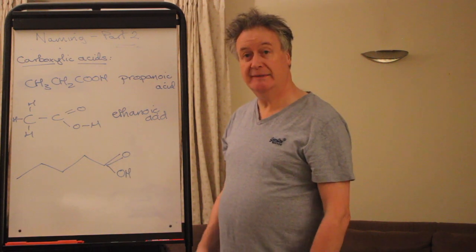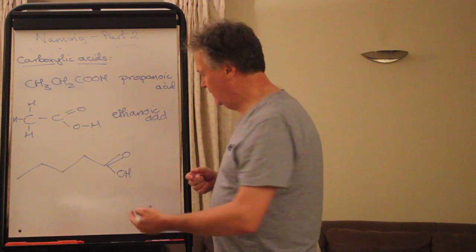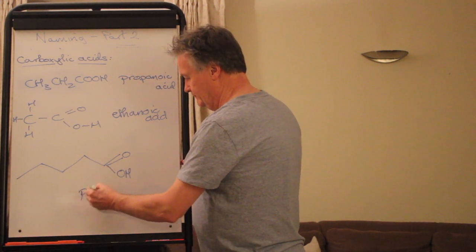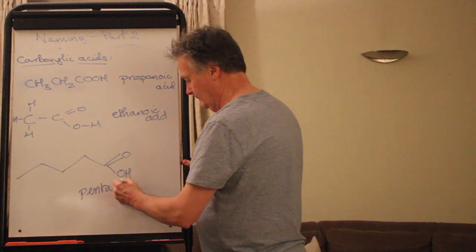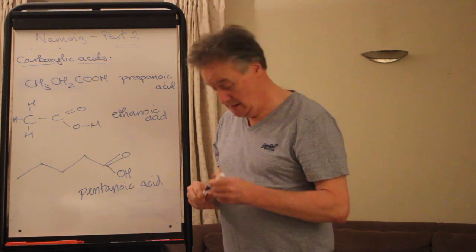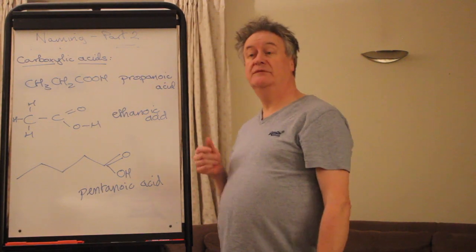So what do you think the name of that is? It shouldn't take you very long. Have you done it? Count our carbons up. 1, 2, 3, 4, 5. Pentanoic acid. I've just got one little more thing to say, and then you can get on to the follow-up questions.